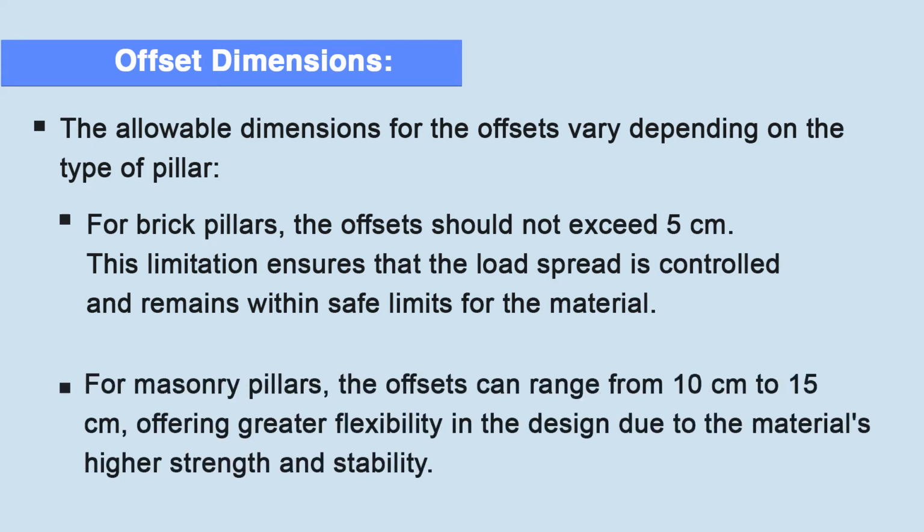For masonry pillars, the offset can range from 10 cm to 15 cm, offering greater flexibility in the design due to the material's higher strength and stability. These dimensions help in evenly distributing the load across the stepped footing, preventing any potential structural failures due to excessive load concentrations. Then the next is step heights.